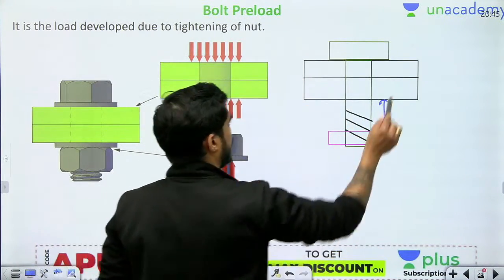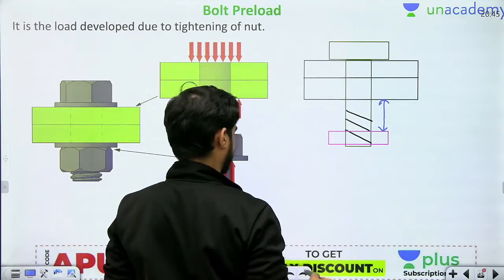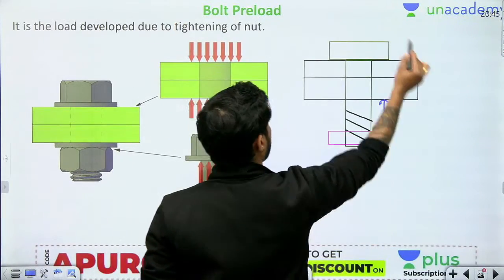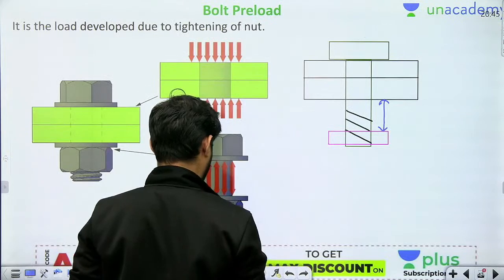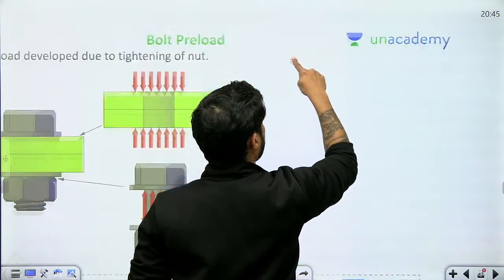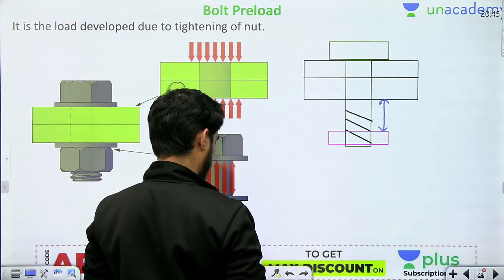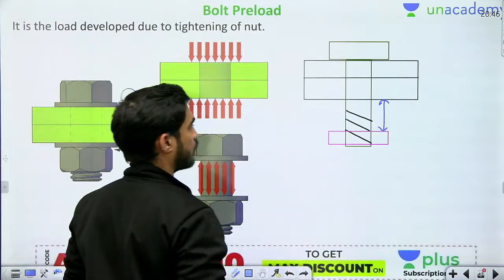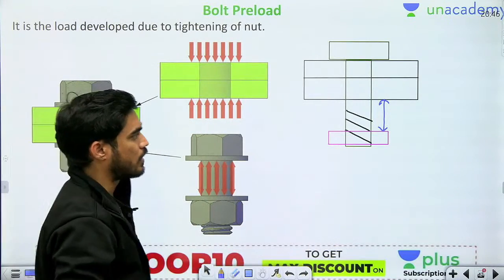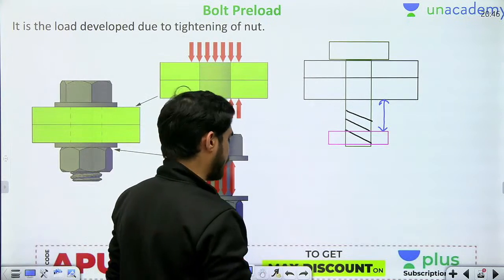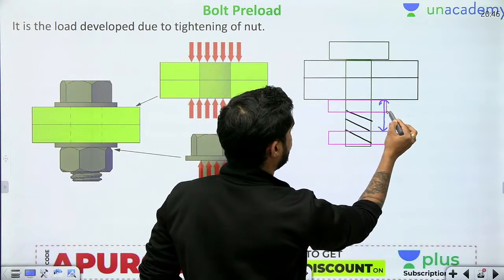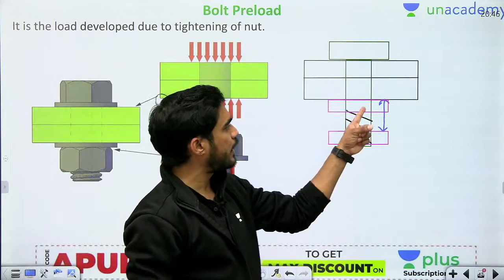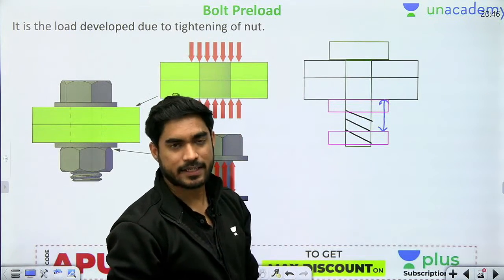But beta, as we keep rotating, what will happen? Understand. Okay, let's leave it. As we keep rotating, what will happen? When I start rotating it, there will be a point when this nut will start touching the plate, right? As I keep rotating, I will reach a point when this nut will start touching the plate.